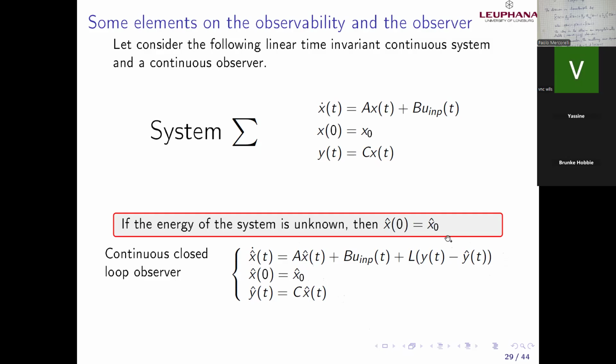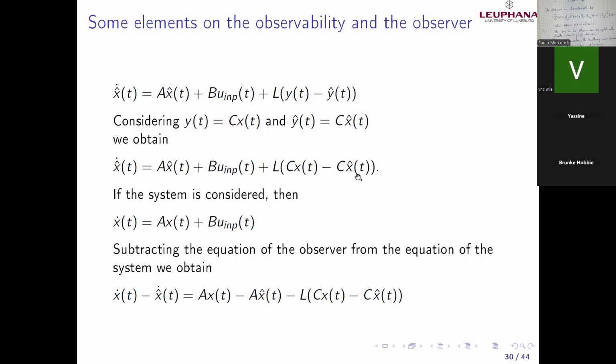Also, this element here does not belong to the system. That is what I am observing. This means if I now do the difference between, let me go ahead, if I subtract, as is written here, the equation of the observer from the equation of the system, the system minus this one can be written in this form here, assuming this position here. I will obtain this expression.